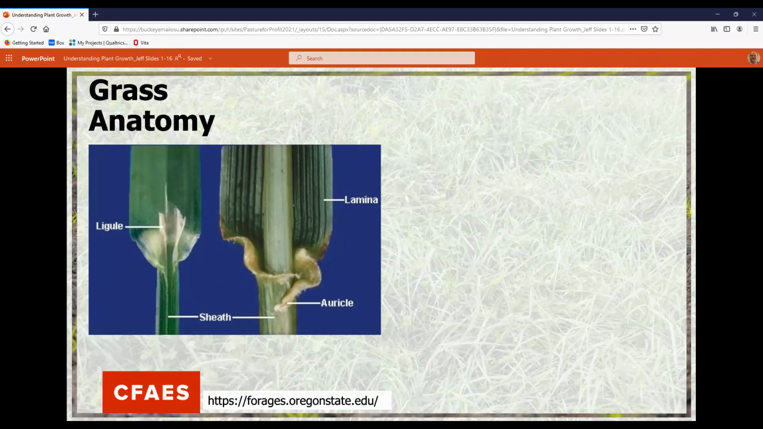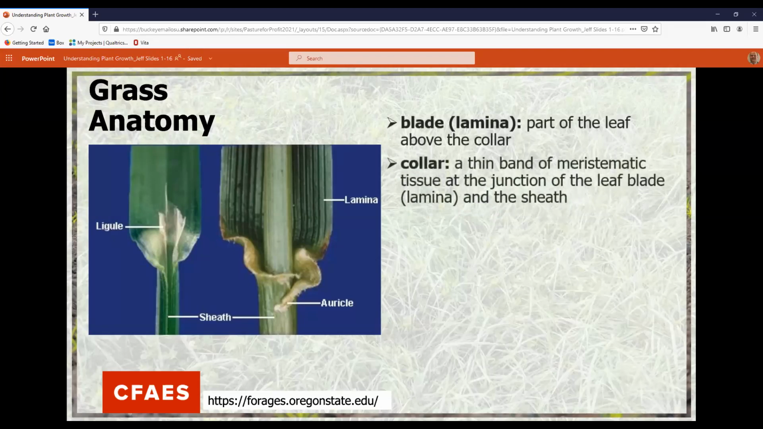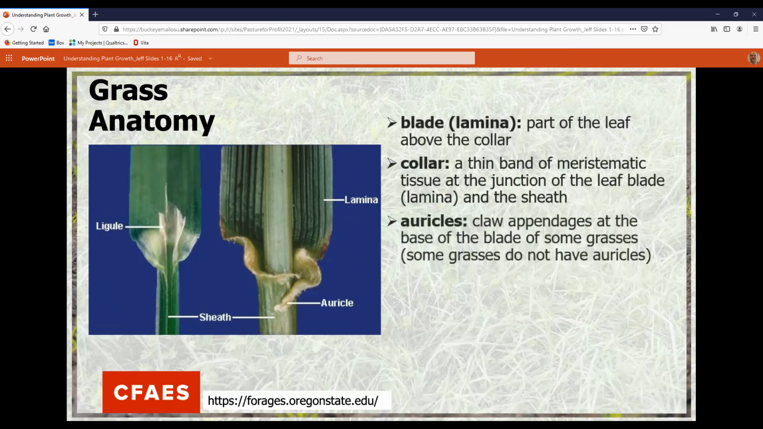Another few important terms to think about is the leaf blade, or lamina, and that's typically the part right above the collar. The collar is that meristematic tissue again, where the blade will grow from. Auricles are these little claw appendages at the base of the blade. These can be used to help identify grass plants. Some have auricles, some don't. Some have clasping. So those are structures that may help identify what type of grass you are looking at.